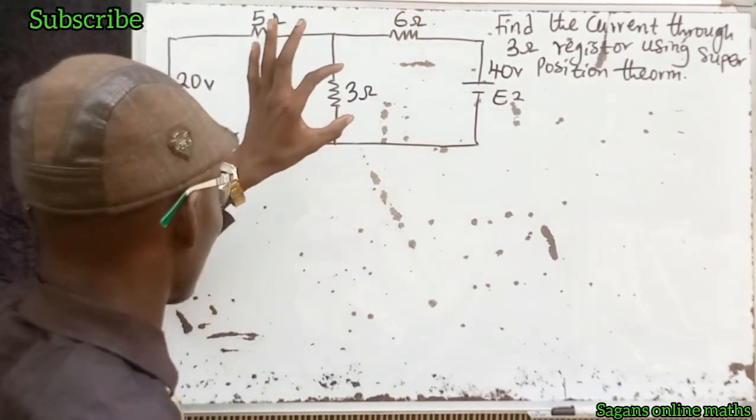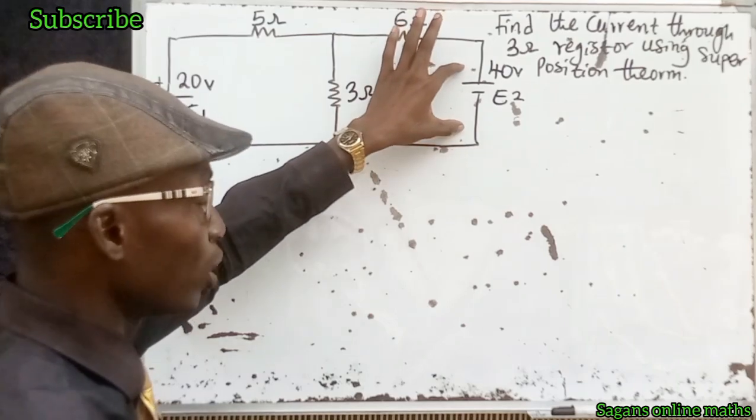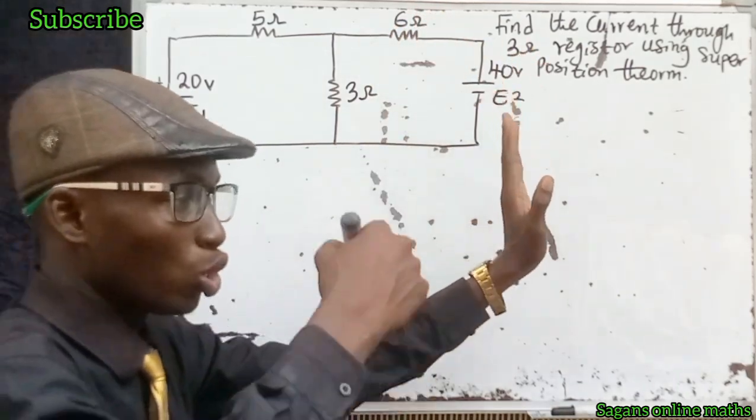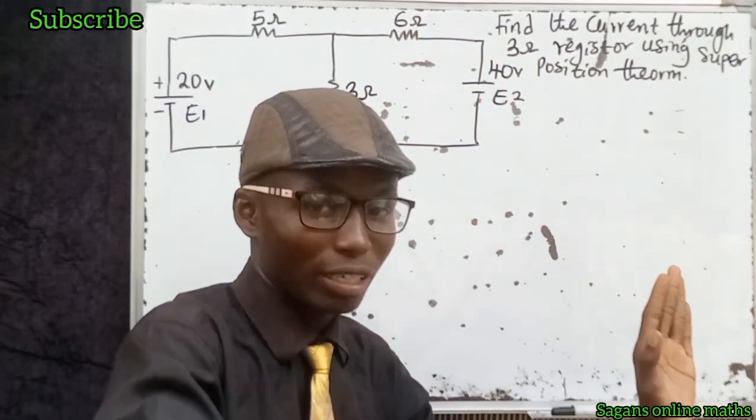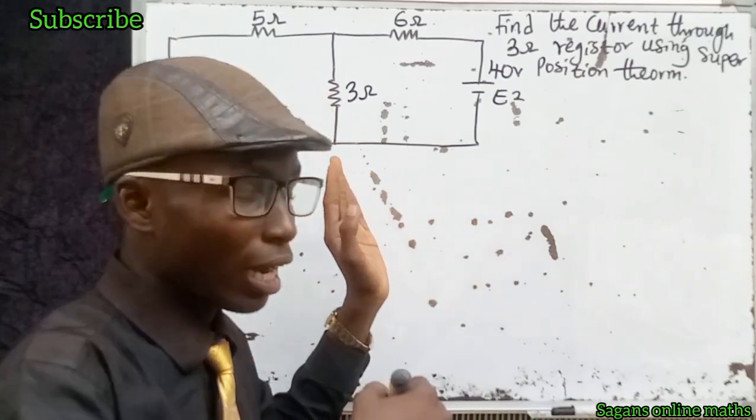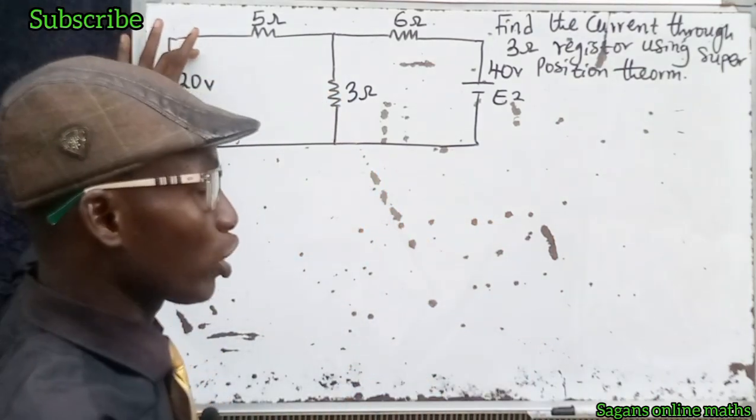This is one of the sources. This is one of the sources. So we have to evaluate. To evaluate means to remove it, or to make it what? Short-circuited. To make it short-circuit, right? And solve, and work on the first source.